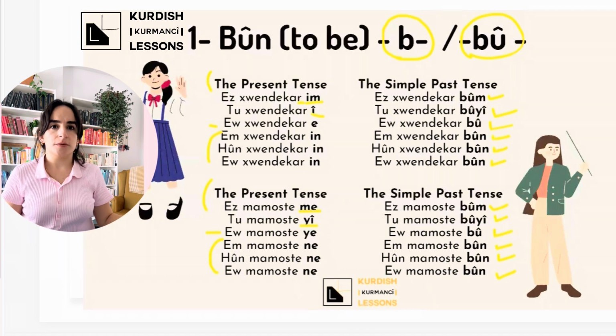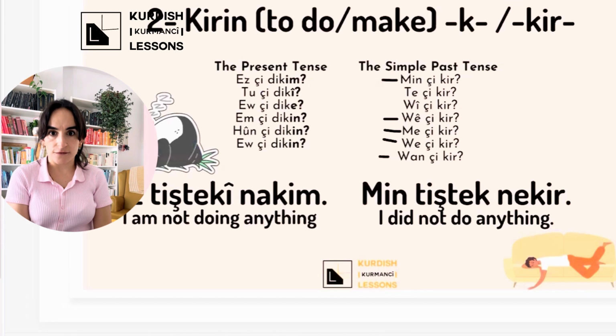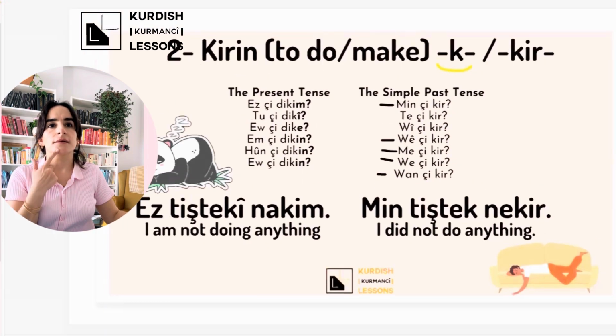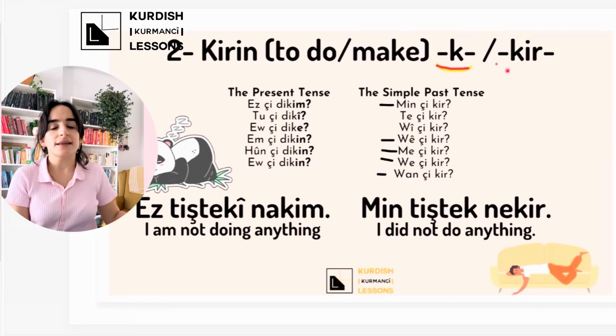The second verb is kırın. This is a transitive verb, okay? Transitive verb means in the past tense, you use oblique pronouns. So, what does it mean? First, let's have a look at the stems. K is the present stem, as we discussed. So only the letter K is the present stem, and kr is the past stem.